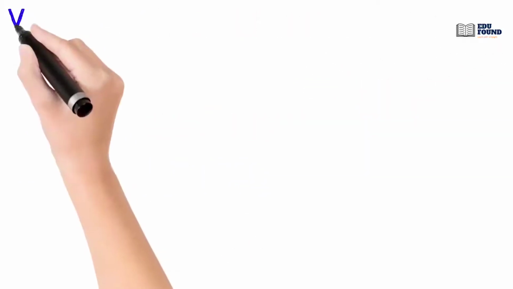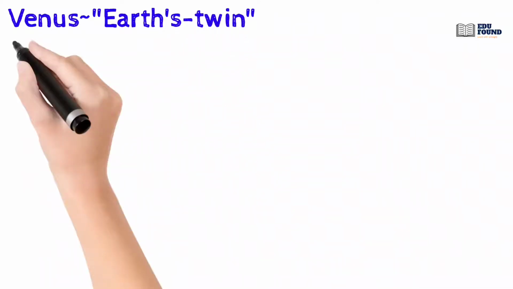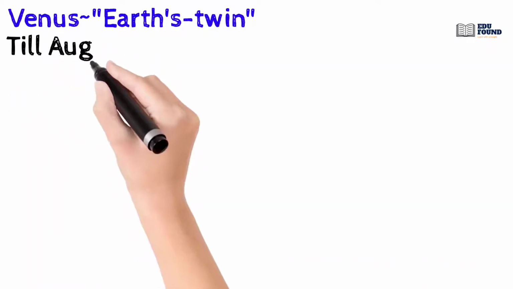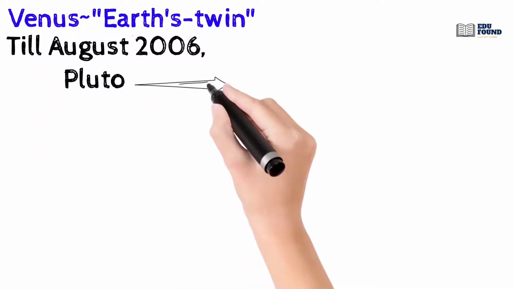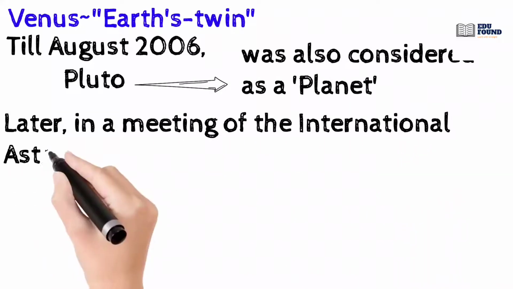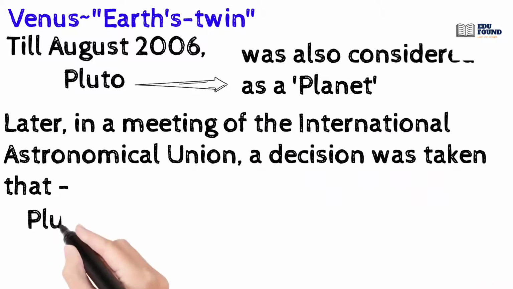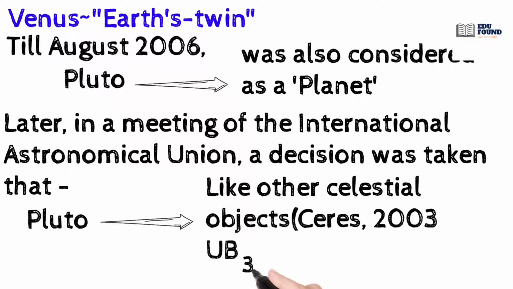So let's see some important facts. Venus is also known as Earth's twin because this planet is quite similar to Earth with respect to shape, size, etc. Another important fact regarding Pluto is that it was a confusion. Till 2006, Pluto was also considered a planet like Earth, Venus, Mercury, etc. But later, in a meeting of the International Astronomical Union, a decision was taken that, unlike other celestial bodies, Pluto comes under the dwarf planet.